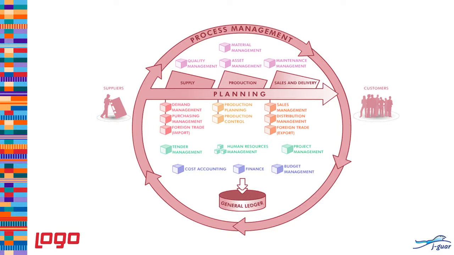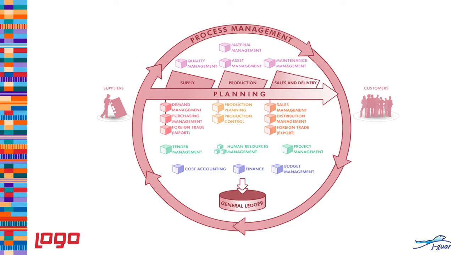Now, as you could see, we have the customers on the right hand side, and they are connected to the suppliers through the supply chain that we're talking about. Here we have modules which are depicting the sales and delivery. We have modules for supply. We have modules for material management, asset management, maintenance, quality assurance, and all that. So at the end of the day, all of it goes into general ledger, so the company can see how they're going from a global perspective.